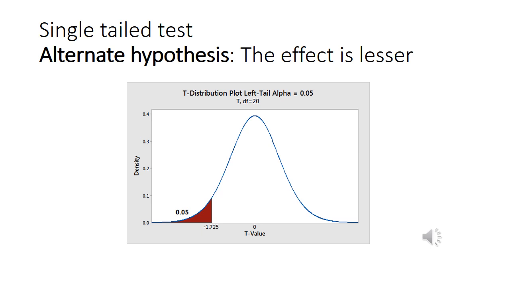Graph shows that the shaded area is on the left side. So the rejection area is on the left side, and when the claimed value is less than the population mean, this is the case of a single tail test where the alternate hypothesis has a less than symbol.